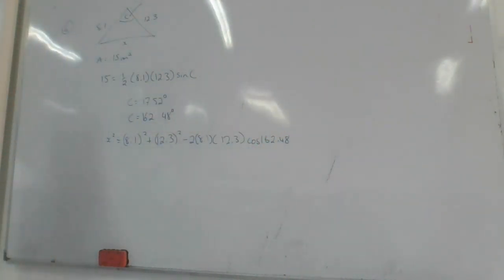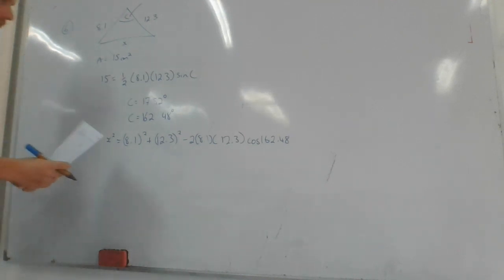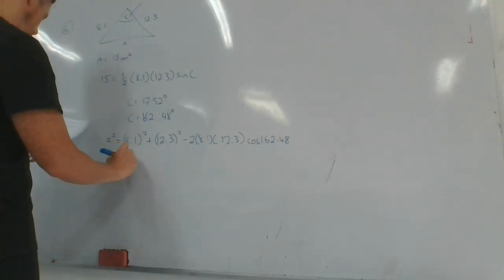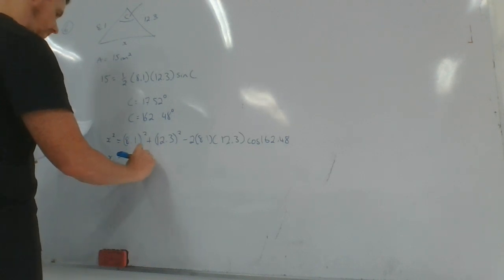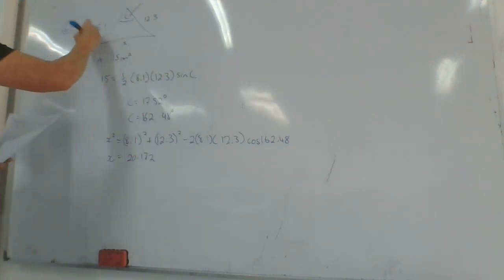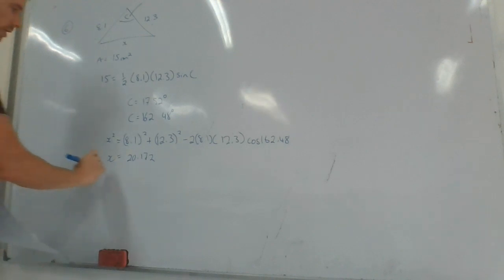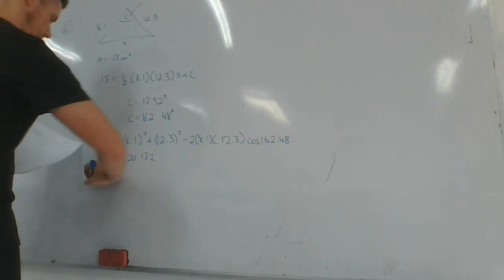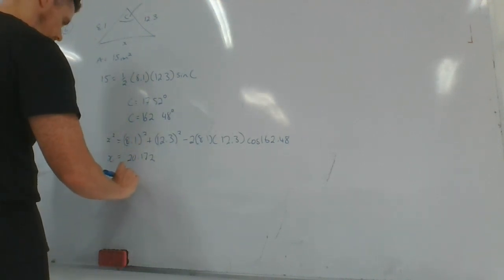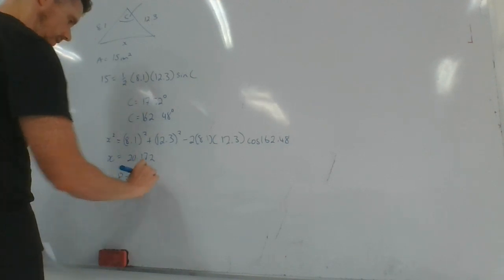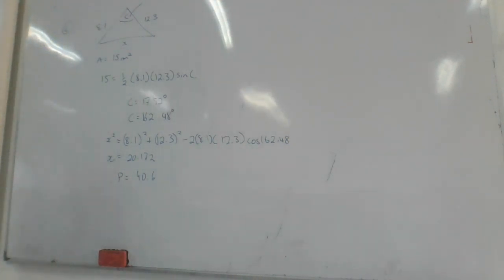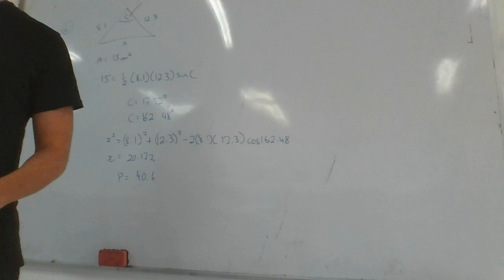Okay. Type it all into a calculator, and you'll find the answer for x when you square root it is 20.172. Add that onto this side with this side, and you get around 40.6. The perimeter will be 40.6. So you should be able to finish that one from there.